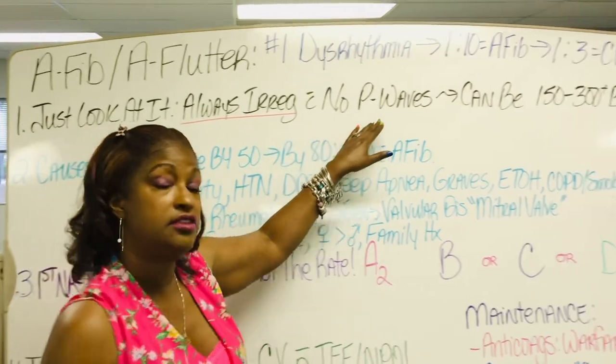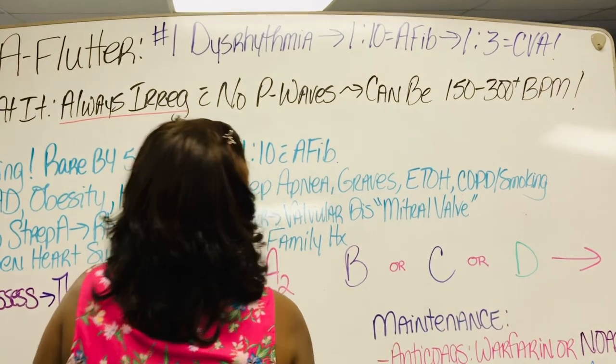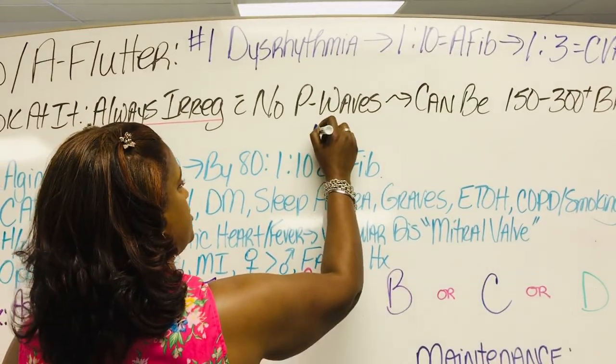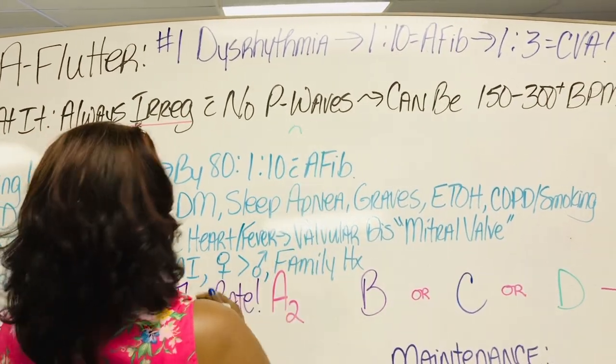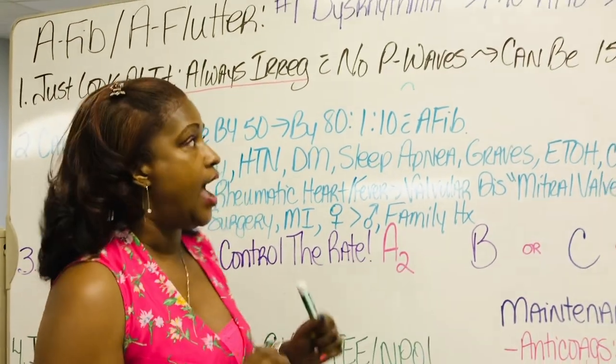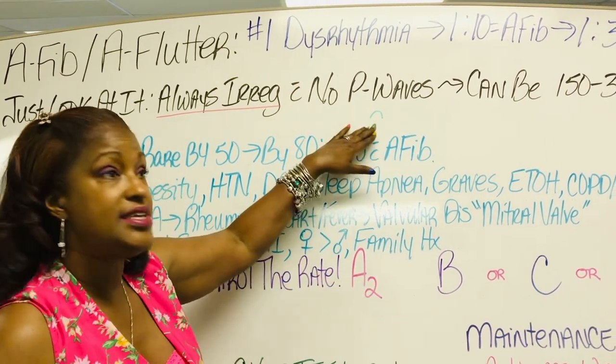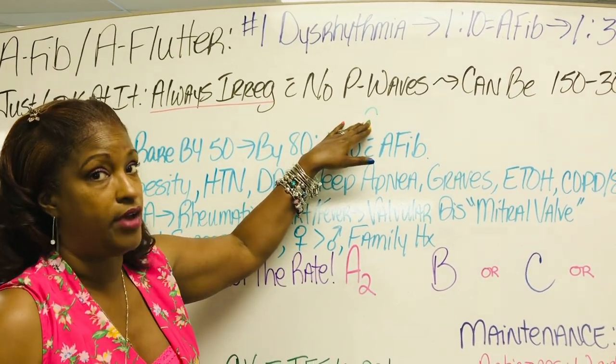Now, the other thing that I think helps a lot is there's no P waves. And you kind of got to remember that the P wave is this cute little hump right before the ziggy-zaggy QRS. That predictable half moon shaped P wave is missing with A-Fib and A-Flutter.